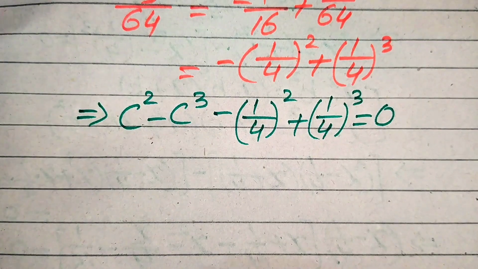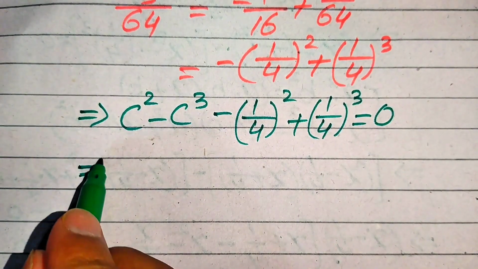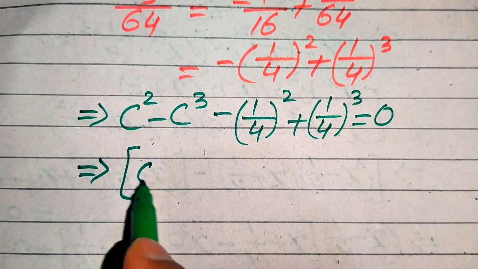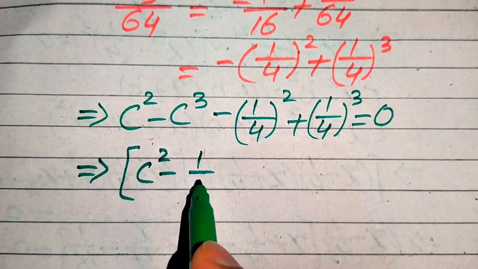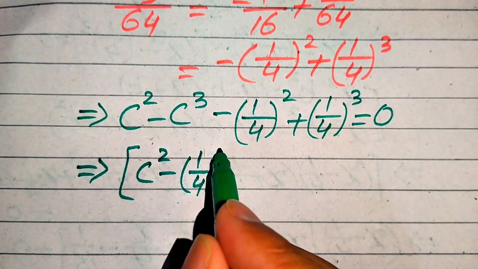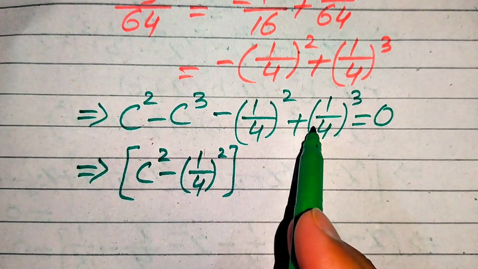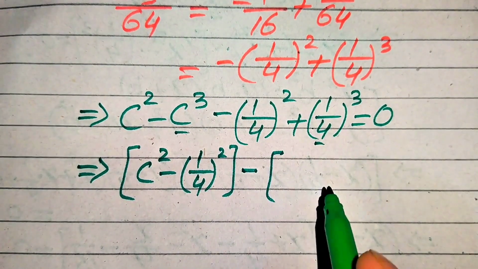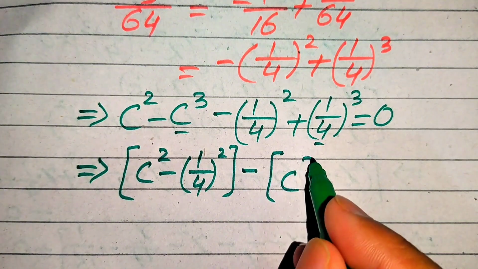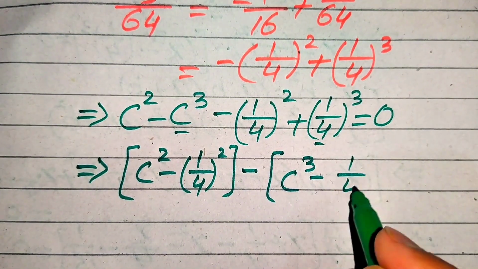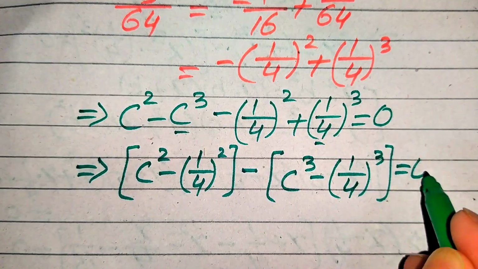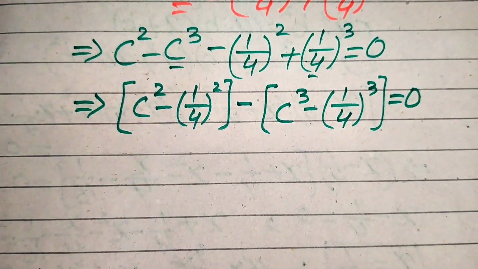So here we need to make a pair of square term with square term and cubic term with cubic term. The square terms are c square minus 1 over 4 whole square, and from these two terms we take a common minus sign, and the remaining values are c cubed minus 1 over 4 whole cubed, and this whole equation equals 0.